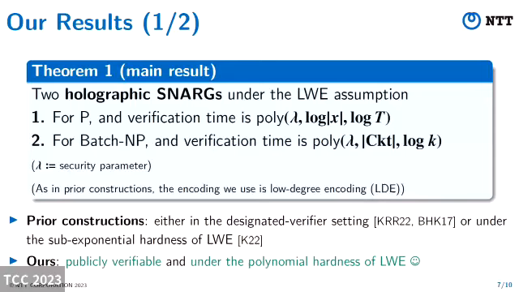Prior to this work, holographic SNARGs with such verification time were known only in the designated verifier setting, or under the sub-exponential hardness of the learning with errors assumption. So the contribution of this work is to obtain such a SNARG under the publicly verifiable setting and under the polynomial hardness of the learning with errors assumption.